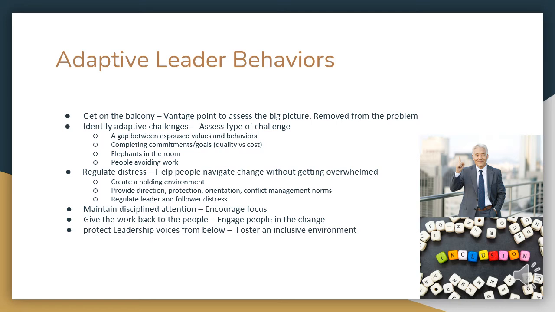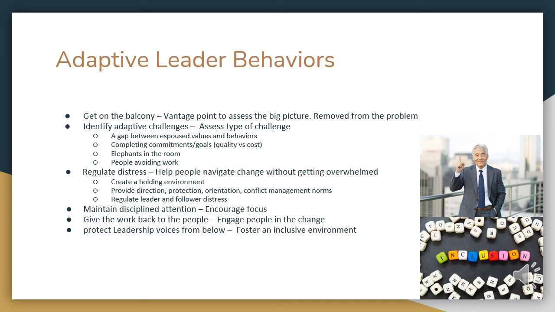Leaders can provide direction, protection, orientation, conflict management norms to help the team really navigate through change together. And regulate leader follower distress. So this is to basically really regulate our stress as a leader and to make sure our followers are also feeling comfortable throughout the changes. Then maintain disciplined attention, where we encourage focus as leaders and make sure that the team is committed to navigating through the change rather than getting distracted.